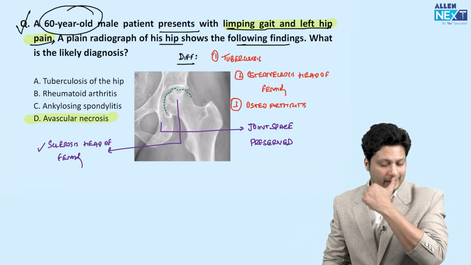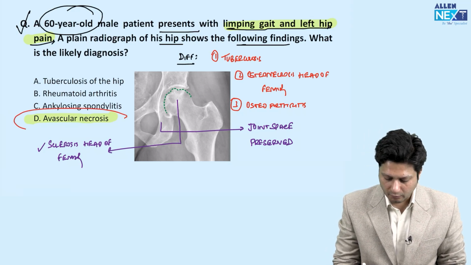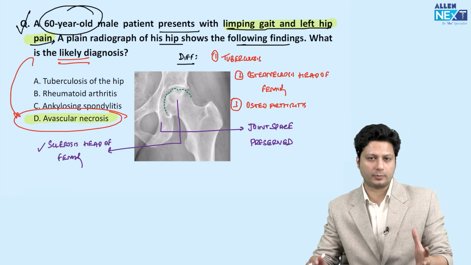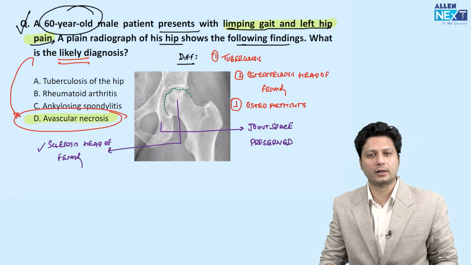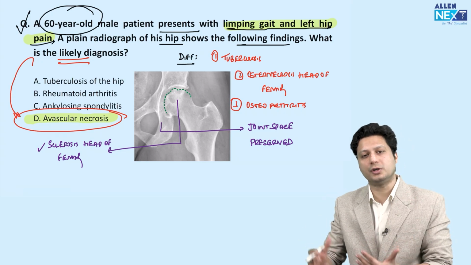That is avascular necrosis of the head of the femur. So that is the possible answer for this particular question. What is the most likely diagnosis? The most likely diagnosis based on these observations on the X-rays itself is osteonecrosis or avascular necrosis of the head of the femur. We already talked about this in huge detail.